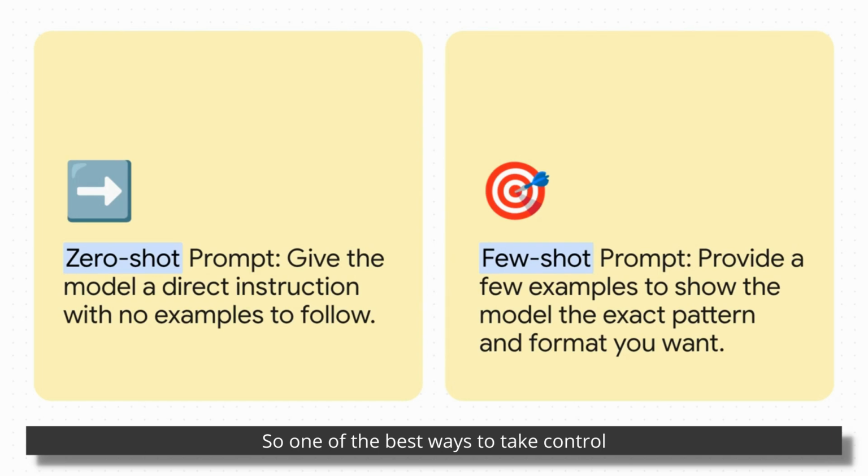So, one of the best ways to take control is with something called few-shot prompting. A zero-shot prompt is just a simple, direct command, but a few-shot prompt is where you provide a few examples of exactly what you want. You're basically teaching the model the pattern, the format, and the style you're looking for, and believe me, it leads to way more accurate and consistent results.